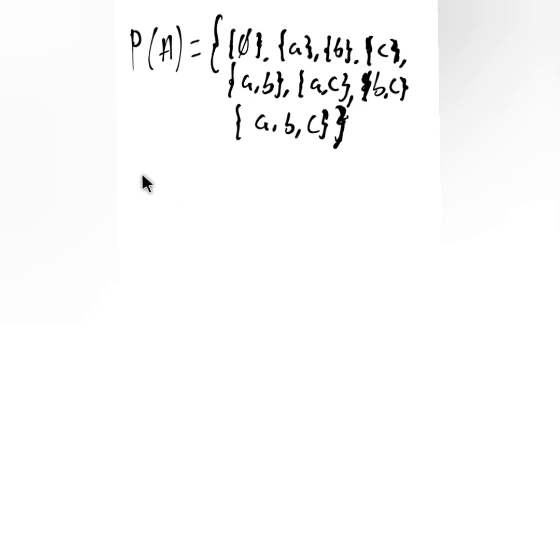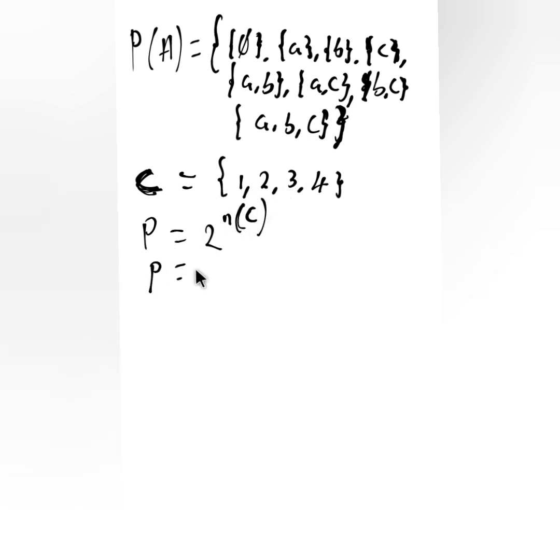Find the power set of the set C, and the set C contains 4 elements, which are 1, 2, 3, and 4. So we're going to find the power set. Now remember that the formula is P equals 2 raised to the power n of C. Now n of C is 4 since we have 4 elements. So the power set is equal to 2 raised to the power 4, and this gives us 16. And this implies that we have 16 subsets of C.